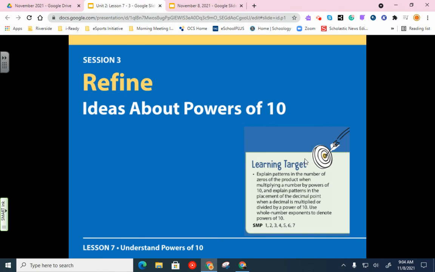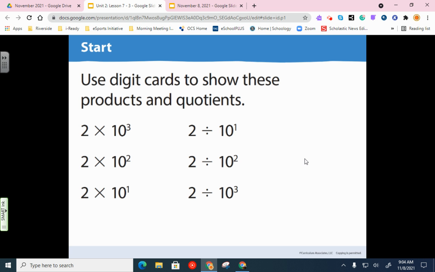All right, so we are in session 3 for lesson 7. This is the last part of this, and this is more of a review than anything. So let's get right into it with the warm-up. With the warm-up here, we have two different sides.